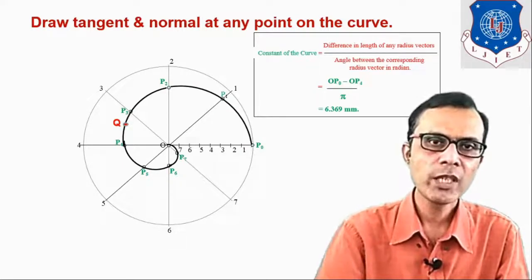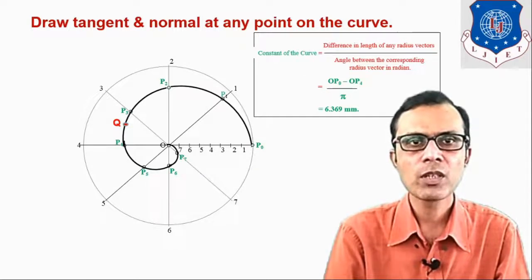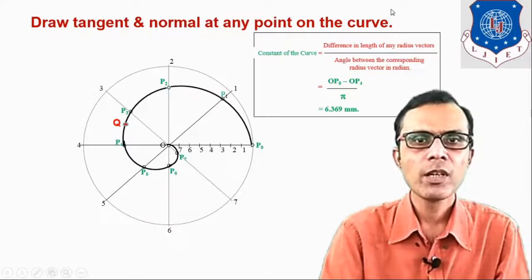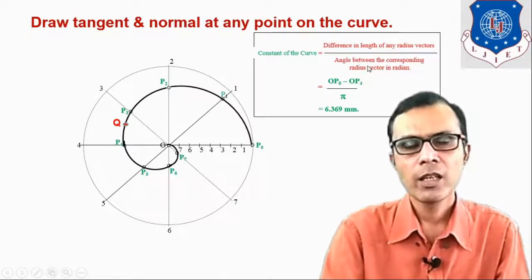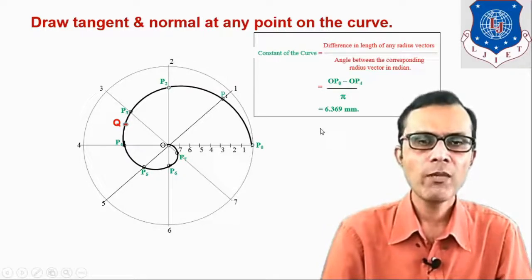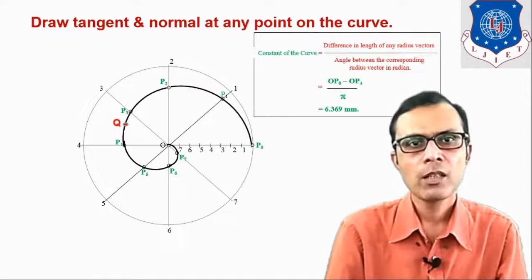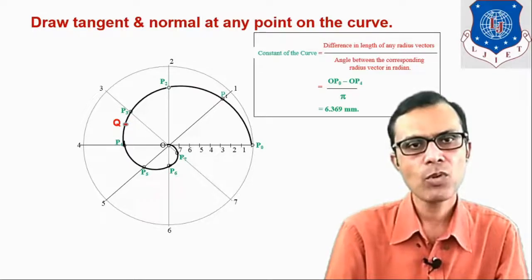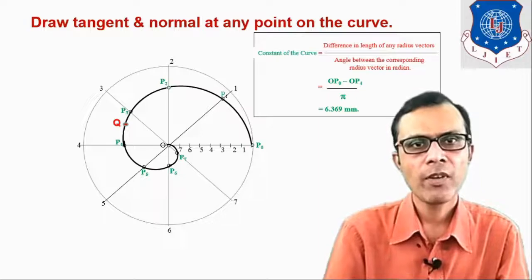If we want to draw the tangent and normal at any point on the curve, first we have to find out the constant of the curve, and it is defined as the ratio of the difference in length of any two radius vectors to the angle between the corresponding radius vectors. Here OP0, OP1, OP2, OP3, etc. are all radius vectors. So we can consider any two radius vectors. Suppose we consider OP0 and OP4.